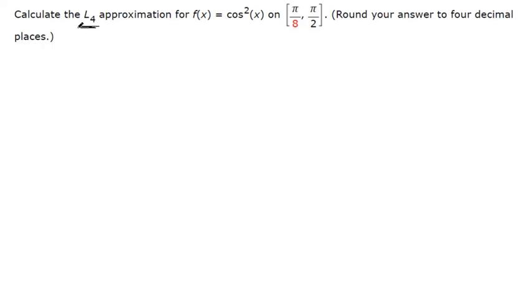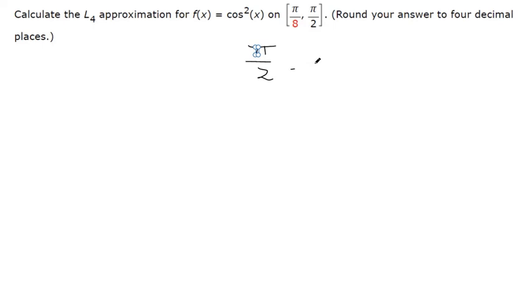So this is saying use left endpoint approximation methods. That means we're supposed to take the left side of every interval and use that to dictate the height of the rectangle. We're supposed to get 4 of them on this interval. So let's find out how long this interval is.